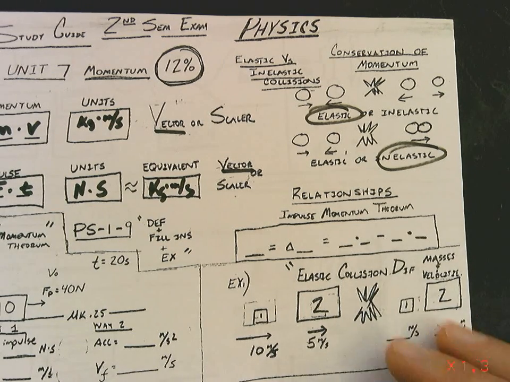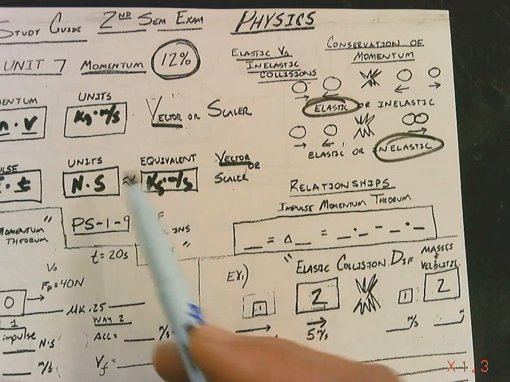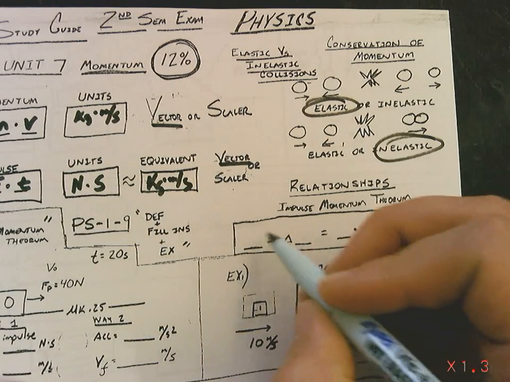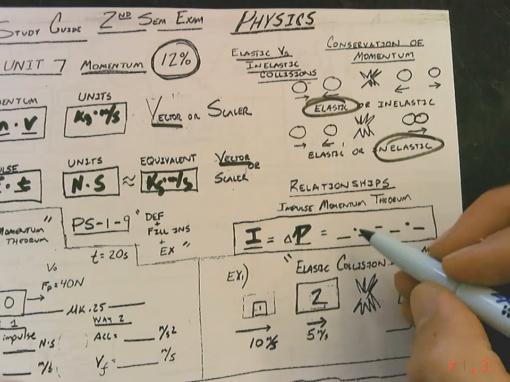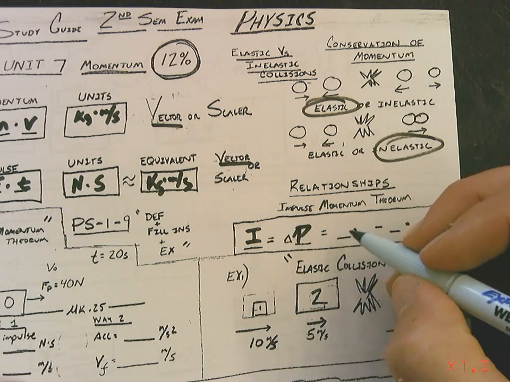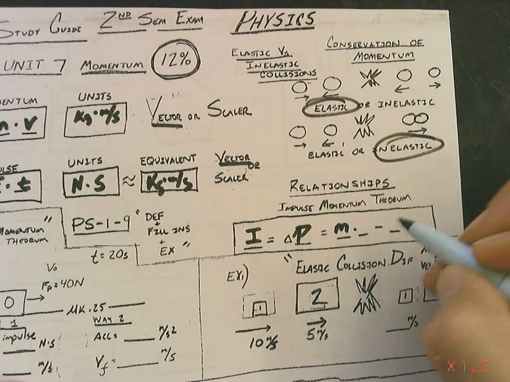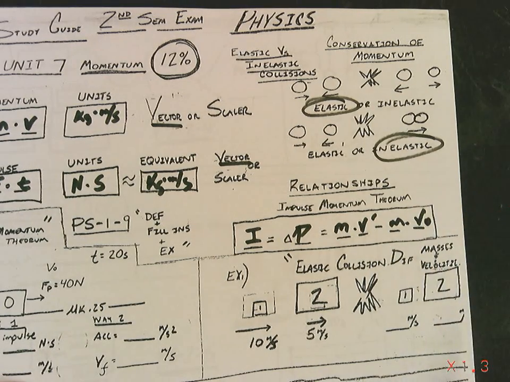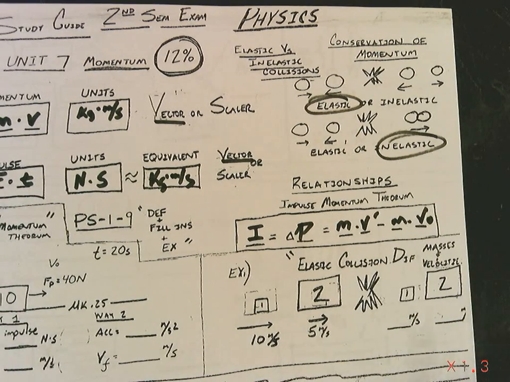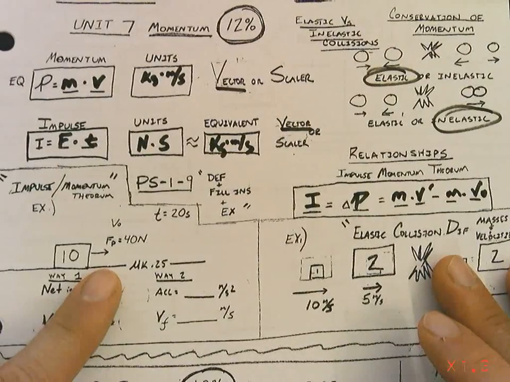Then our big relationship we're going to use over and over again builds on this idea that impulse and momentum are almost the same thing. So impulse equals a change in momentum, which is equal to mass times velocity final minus mass times velocity initial. That's what we're going to use in these two examples down here, which we're about ready to start.